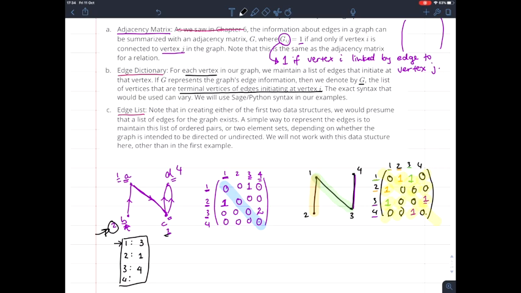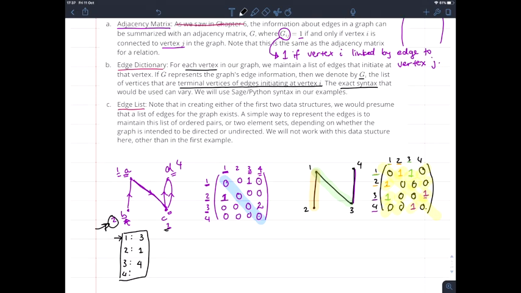This is often used in computation, and so we have various different syntaxes that we'll see for that. The third data structure that we can use is called an edge list. So a simple way of representing the edges is simply just to keep a list of ordered pairs if we're talking about a directed graph, or two-element sets when we're talking about an undirected graph. We are not really going to use this much at all, but it's good for you to know about it if you come across it when you're working with graphs somewhere else.